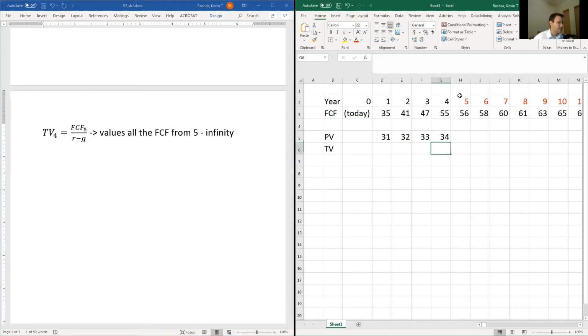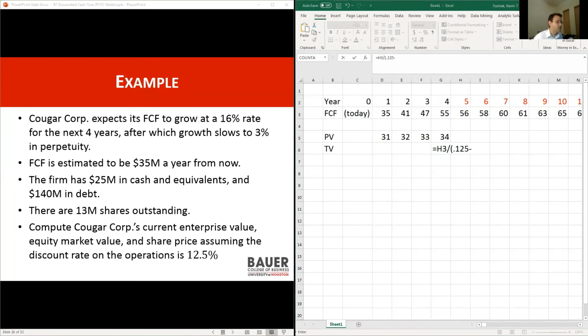So let's have Excel set that up for us. I'm going to type this formula of the free cash flow at time 5, which we figured out is here at 56. Then we're going to divide that by the discount rate of 12.5% minus the terminal growth rate, which was given at 3%.